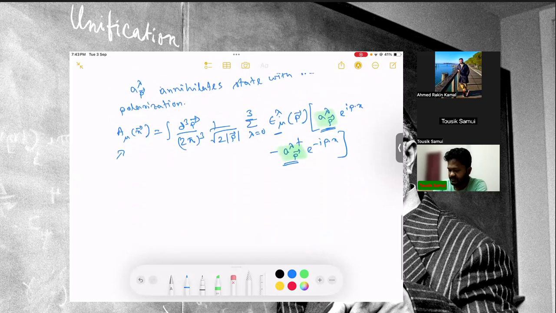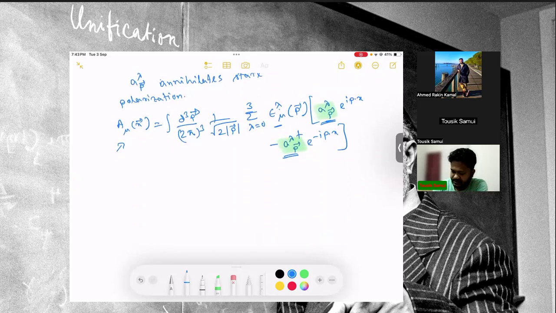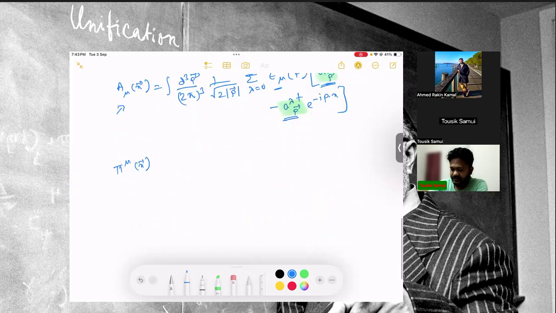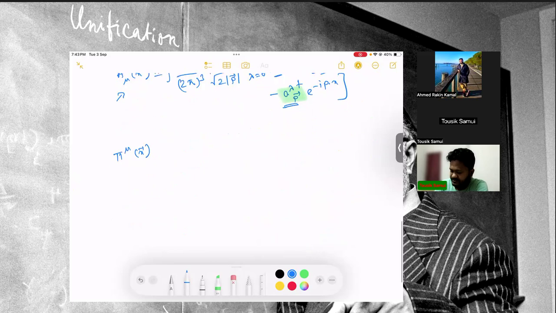So now with this, let us calculate pi mu x. It's not very easy actually to calculate pi mu, because pi mu has different expressions for different components. If we remember, pi 0 is nothing but minus del mu A.